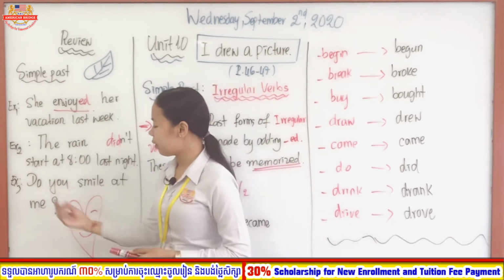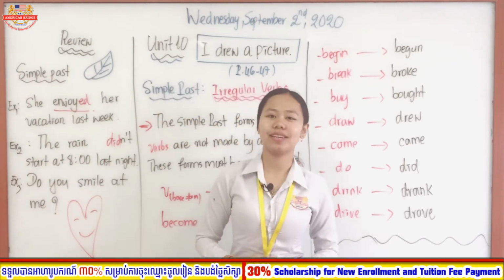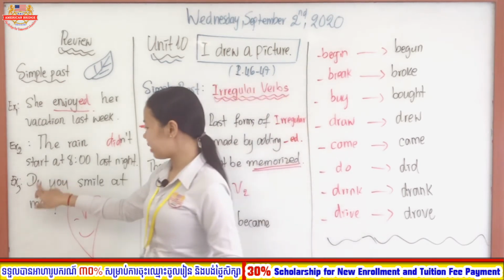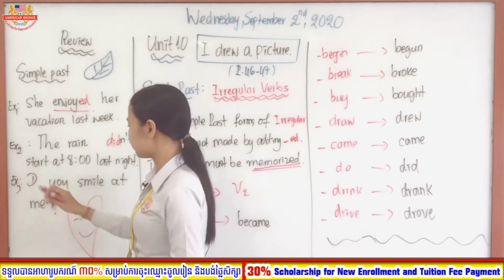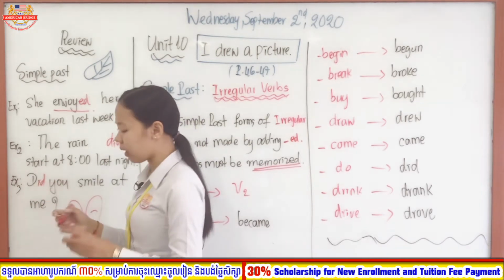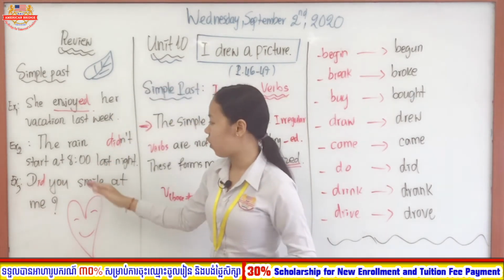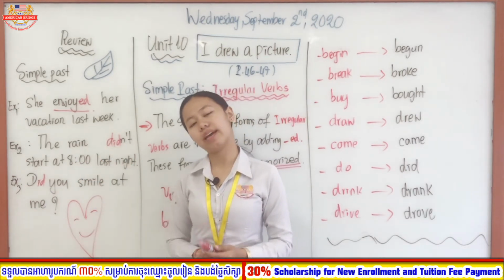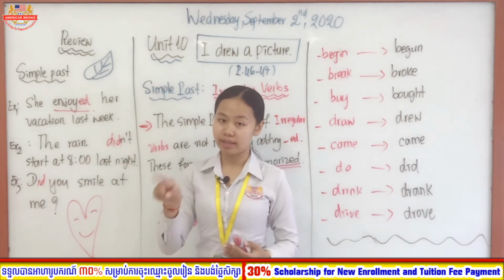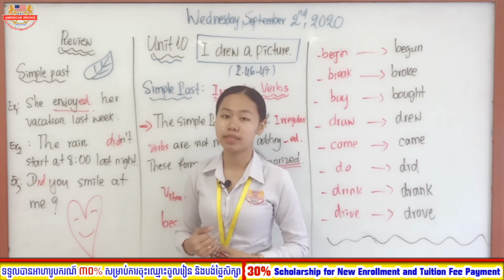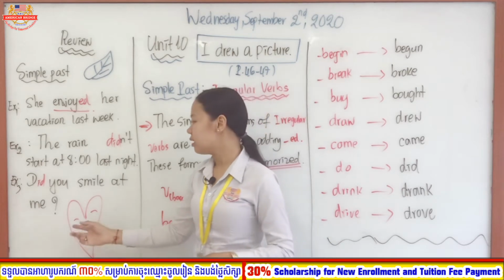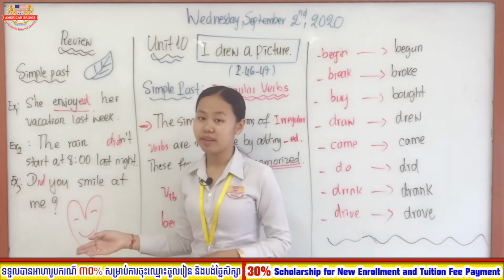Alright, how about number 3? So number 3 is very easy as well. So what is an error here? Excellent, right? So do here, right? So you need to change to did as well, because as you have known, in the negative form we have not, but when we change to the question form, you need to put did in front of the subject. If you put do, it becomes the present simple, so it's not correct, right? So did you smile at me?